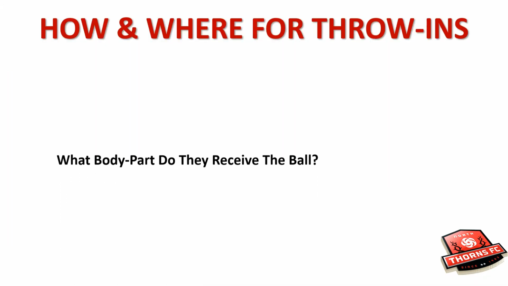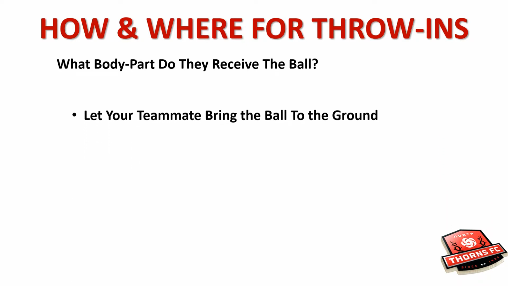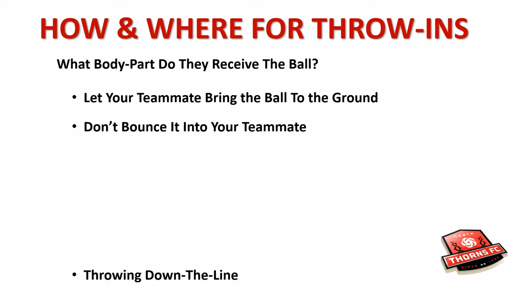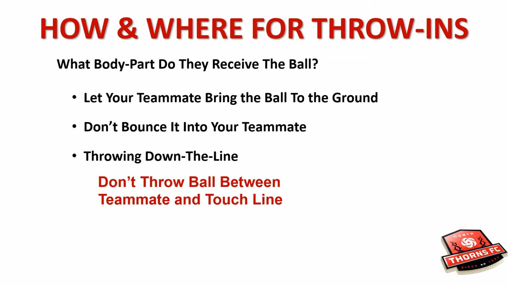Here are a few things for you to consider when throwing the ball into your teammate. First, let them bring the ball to the ground. Don't throw the ball into the ground or bounce it into your teammate. Also, if you're throwing the ball down the line, don't throw the ball between your teammate and the touchline because it will almost always go out of bounds. And lastly, give some consideration to a flick-on header.